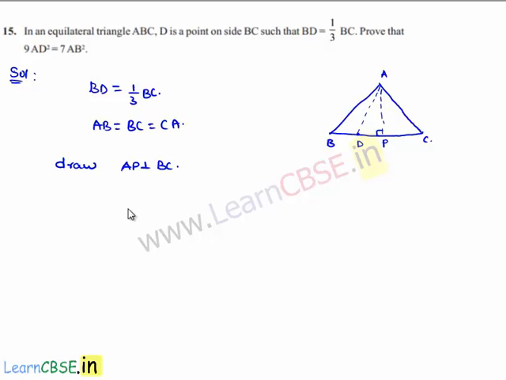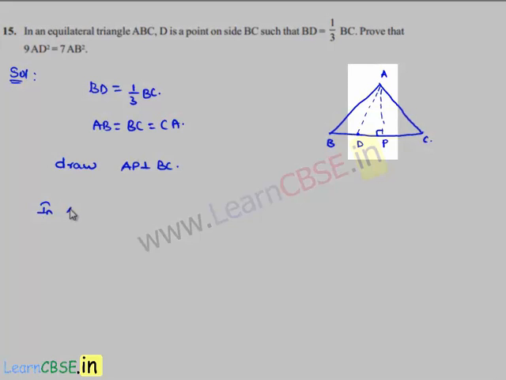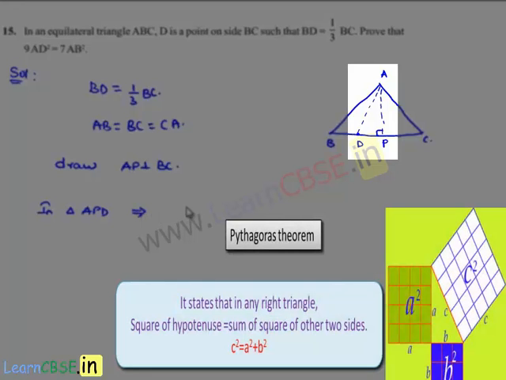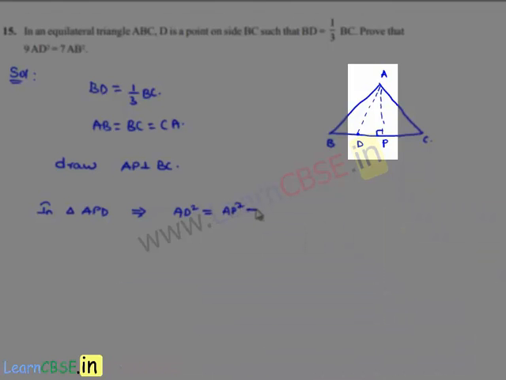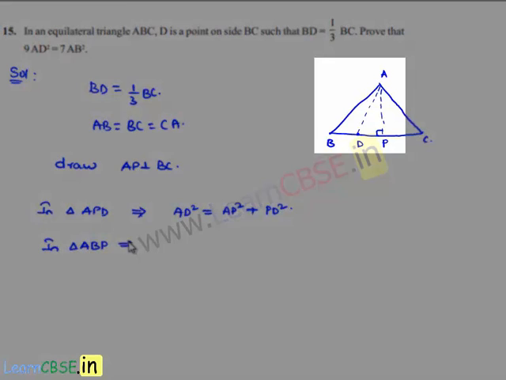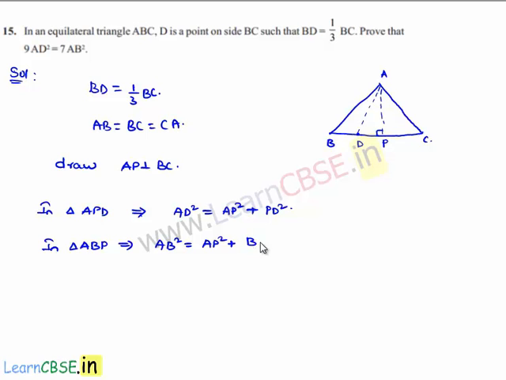Now let us consider triangle APD, which is a right angle triangle. By applying the Pythagoras theorem, we get hypotenuse square, that is AD square, is equal to AP square plus PD square. Now again in triangle ABP, by applying Pythagoras theorem, hypotenuse square, that is AB square, is equal to sum of square of other two sides, that is AP square plus BP square.